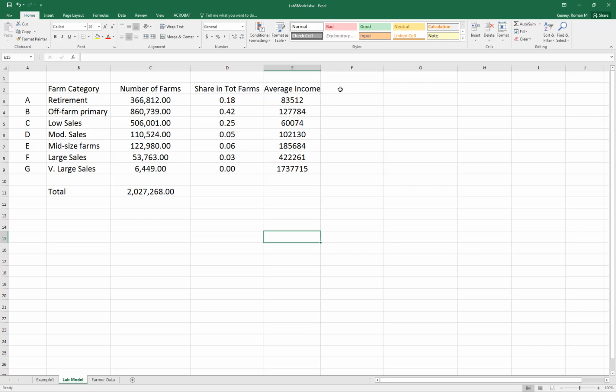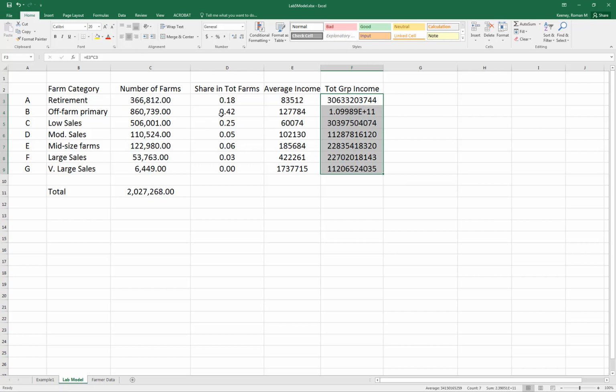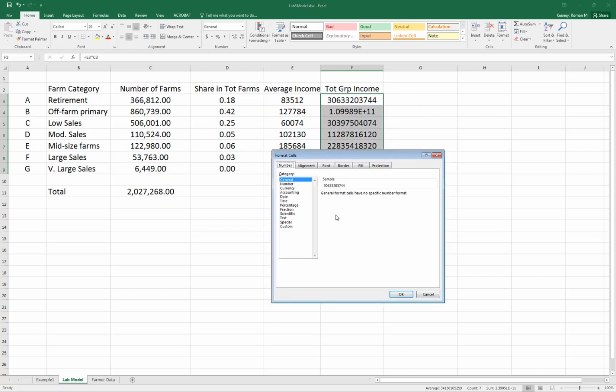We have average income here, and what we really need to know is how much income this group has out of the entire population of 2 million farms. So I'm going to do it in several steps. The first thing is total group income, and I'm just going to take a formula that says equals the average income multiplied by the number of farms in the group. Now that becomes a formula that we can copy, so I'm just copying and pasting that down like this.